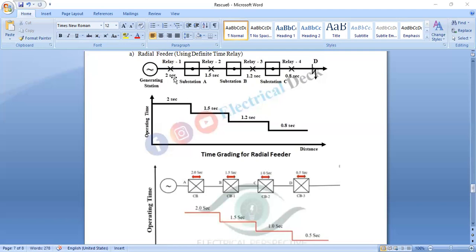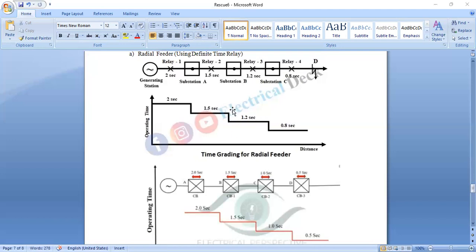There are some drawbacks to this system. If the feeder has a large length or more sections, the operating time near the supply point is more. In our case it is 2 seconds, which is appreciable. But if a line to ground fault occurs in a section nearer to the transformer or any source, the fault current will be more because the line impedance is less.